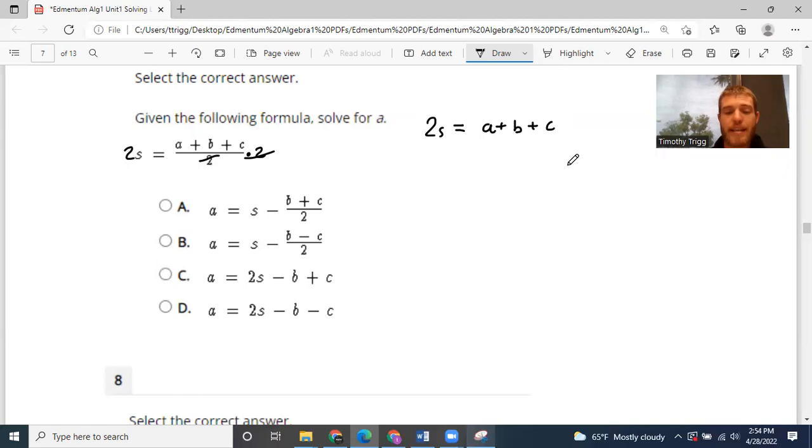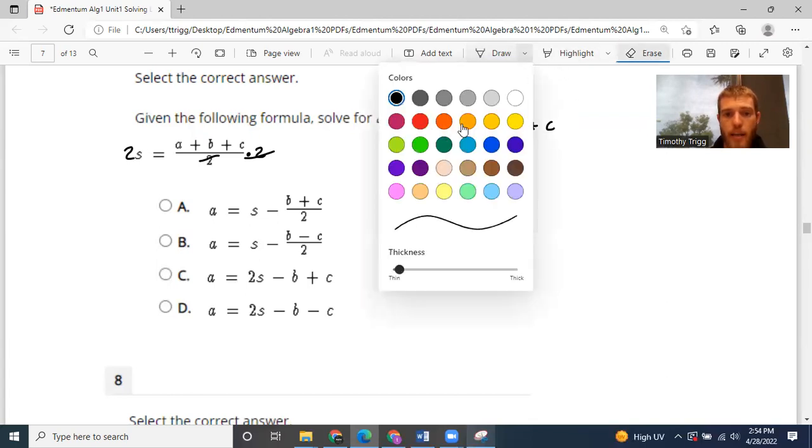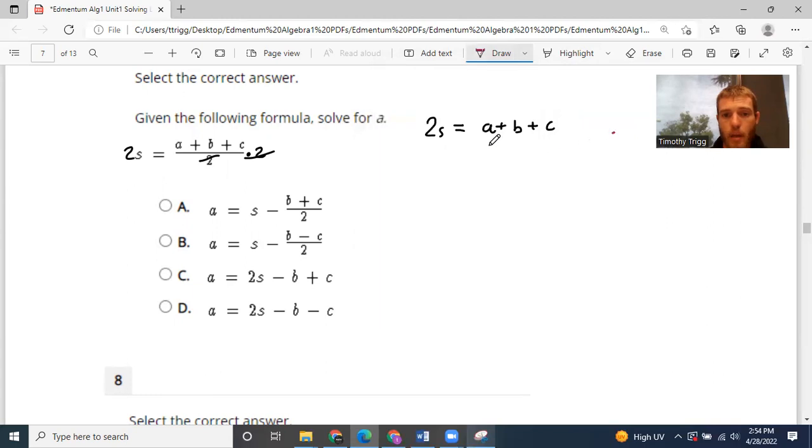Now my goal is to get A by itself. So I'm going to go ahead and subtract. Let me change colors here. I'm going to subtract B on both sides, as well as subtracting C on both sides. I'll just do them both in one step. Here, subtract B and subtract C on both sides, right?